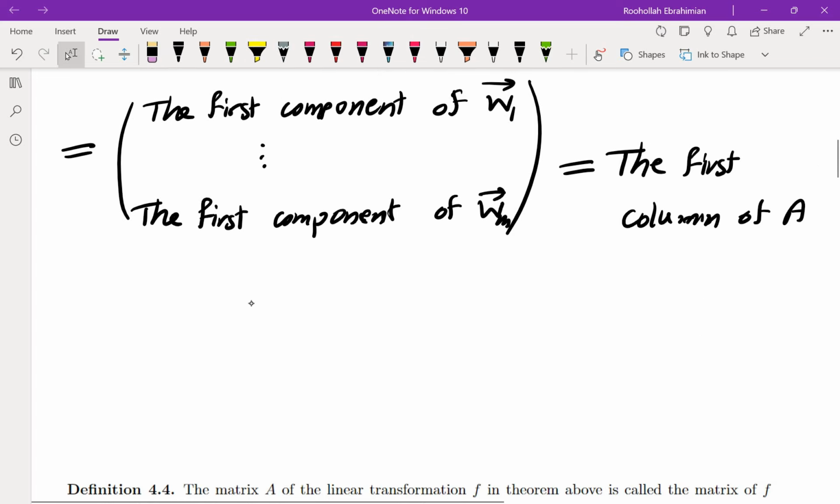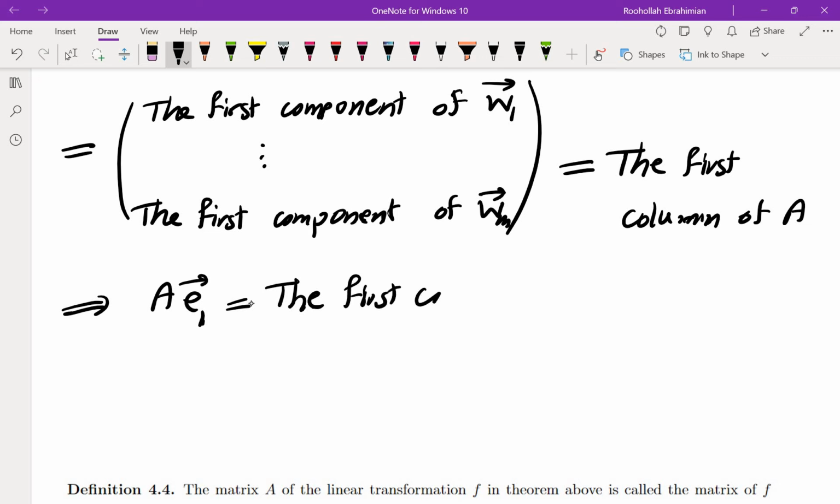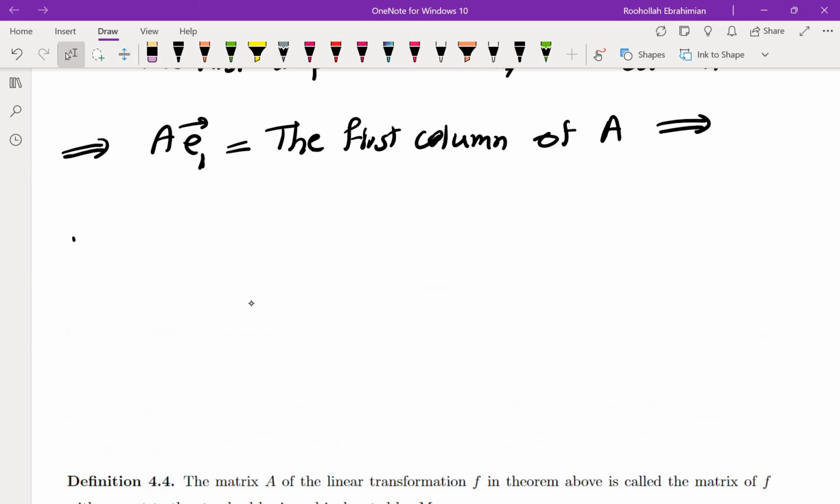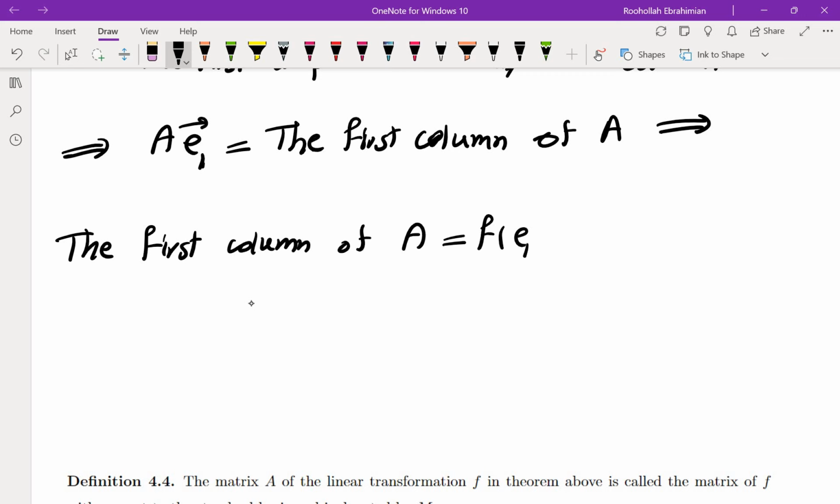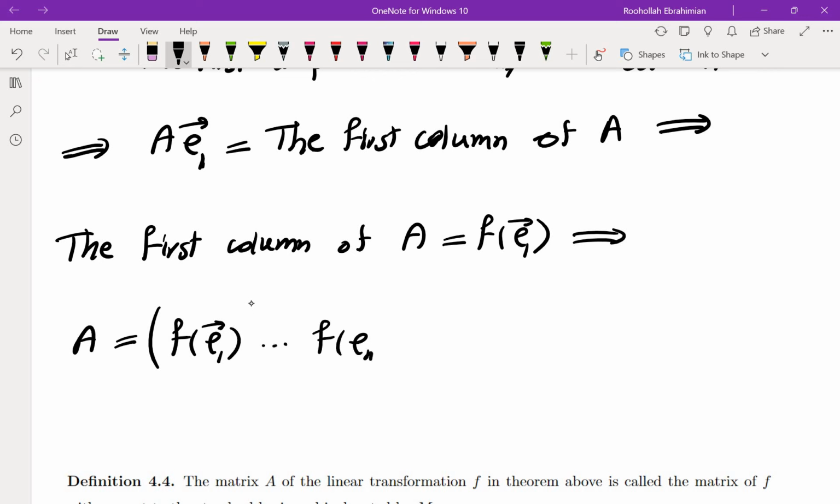So what did we show? We showed that A e1 is equal to the first column of A. That tells us the first column of A is just f of e1. So the first column of A is exactly f of e1, which means A is just f of e1 all the way to f of en. So we showed that if you have a matrix for f, it's exactly just that.